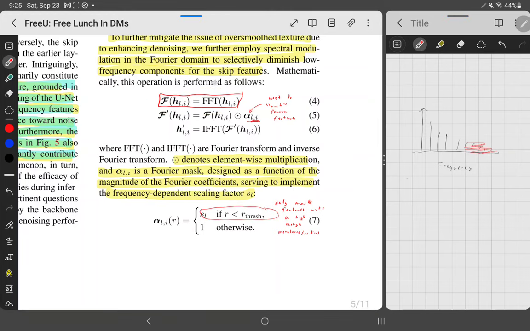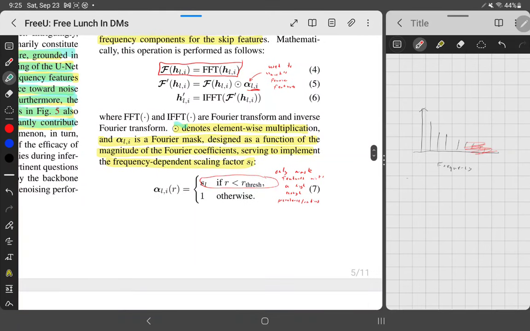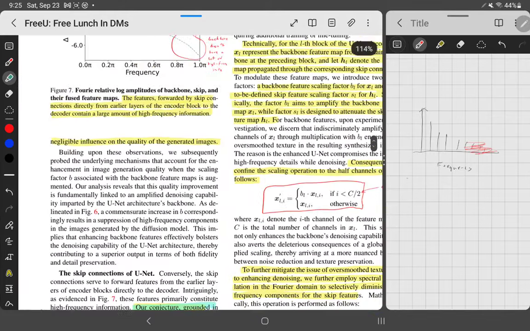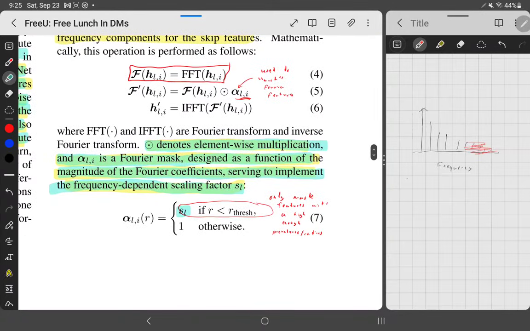You first do the Fourier transform, and then you mask it. You mask it using this alpha, and then you take the inverse Fourier transform and get your new representations of h. So they say here that this is element-wise multiplication, and that is the mask, designed as a function of the magnitude of the Fourier coefficients, serving to implement the frequency dependent scaling factor S. So yeah, you have S sub l, and that's a mask. S sub l is the scale for the skip connections. So that's how you scale it. You just scale the frequencies.